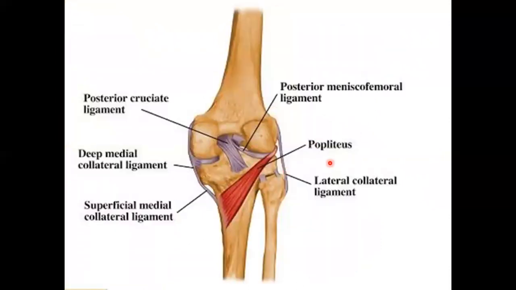Unlocking of the knee joint is made possible, or is initiated, by the pulling of the popliteus muscle. So the muscle responsible for the unlocking of the knee joint is the popliteus muscle, right? When this muscle contracts, the femur will rotate medially, right? Sorry, it will rotate laterally. And when the femur rotates laterally, the ligaments will be loosened and the knee joint will be unlocked.